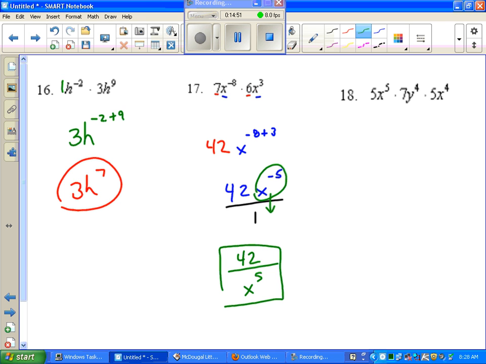Multiply 5 times 7 times 5. 35 times 5. You get the number 5 times 7 times 5 is 175. But then notice you have two different bases. You have x to the 5th and x to the 4th. That's x to the 5 plus 4. And the other base you have is y to the 4th. So you don't add that one with the 5 plus 4. So we have 175. X to the 5 plus 4 is x to the 9th, y to the 4th. None of them have any negative exponents or anything. That's a simplified answer.